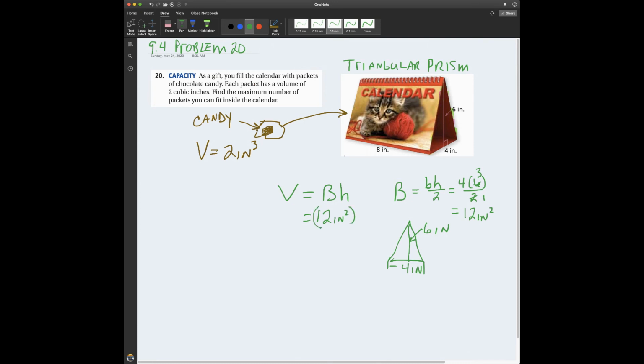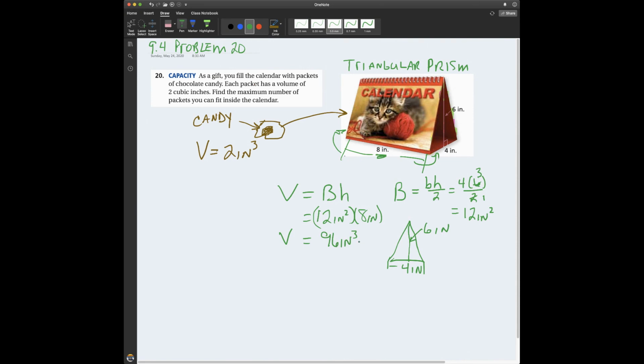And remember, for a triangular prism, the height is the distance between the bases. So here's one base, the other base is here, and so the distance between these two bases is 8 inches. All right, and so I'm going to go ahead and multiply those together. 12 times 8 is 96 inches cubed.